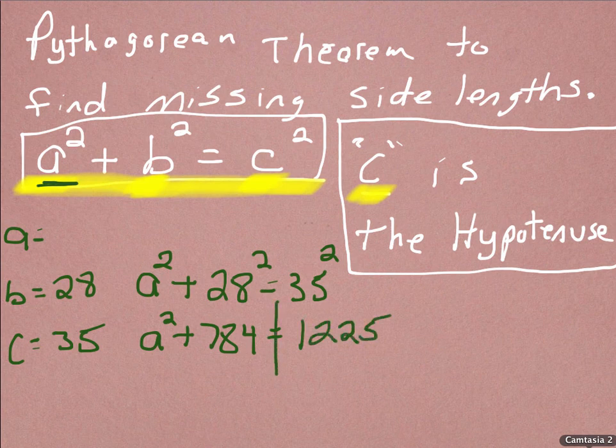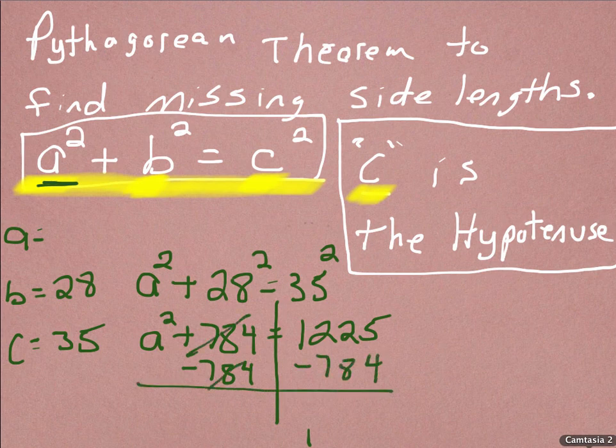Now I can box it in and do the opposite. So let's go ahead and do that. Minus 784, minus 784 here. If you get decimals, just deal with it. You may get a decimal answer here in a little bit. So 1225 minus 784 is 441. Oh, I know I'm going to get a decimal here. So right now I have A squared equals 441.